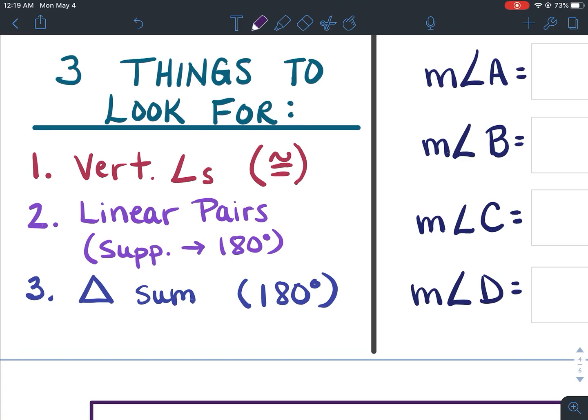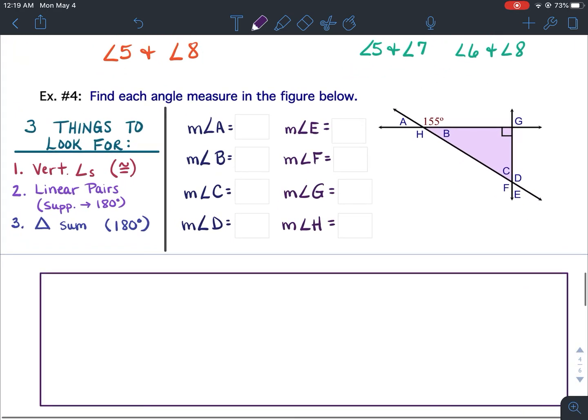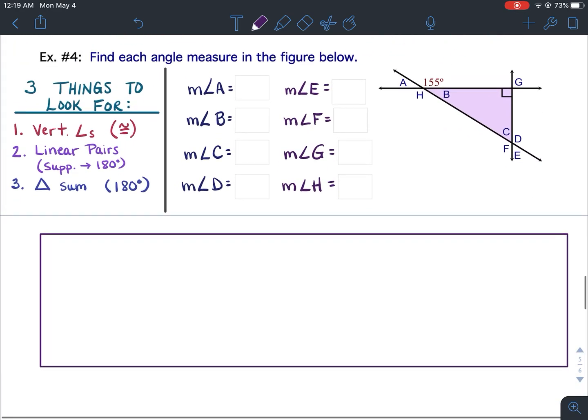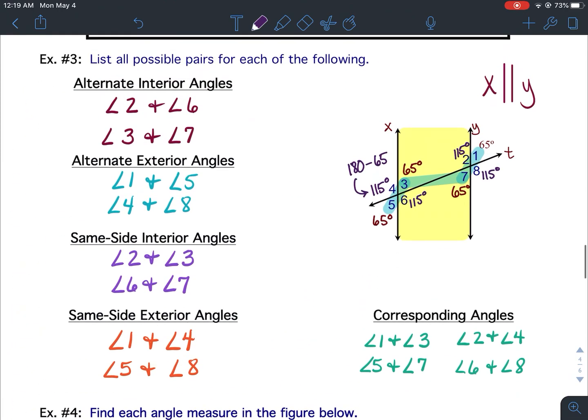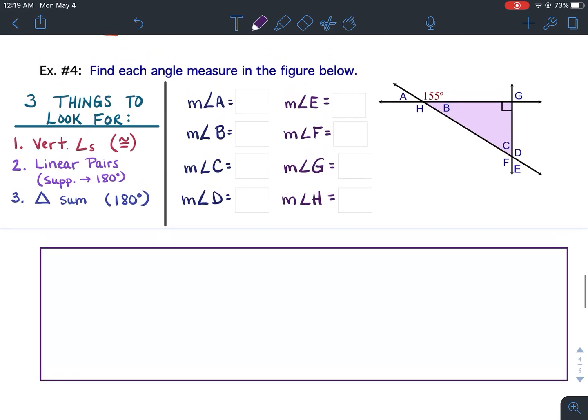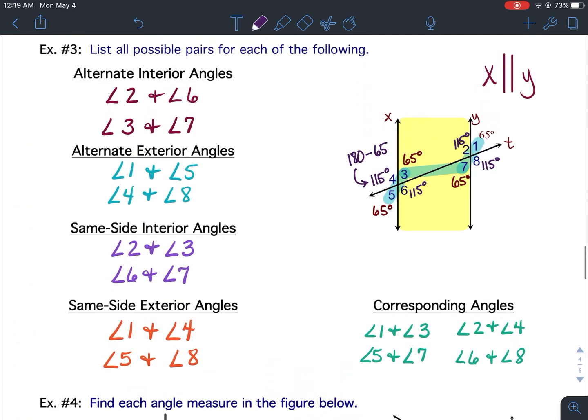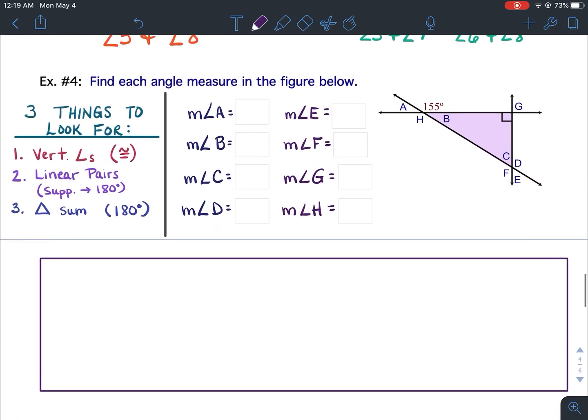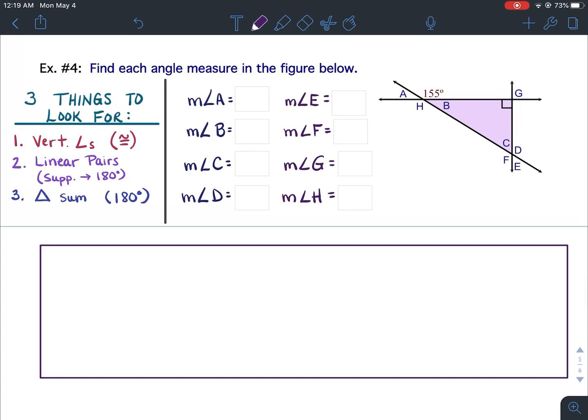Okay, when you are given this problem here, the first mistake a lot of students make is they want to think that this is the same as the problem that we did up here. Do you see any parallel lines in example number 4? No, there are no parallel lines. Therefore, we can't use the same method as we did up here. Right? Instead, we're going to use either vertical angles, linear pairs, or triangle sum.